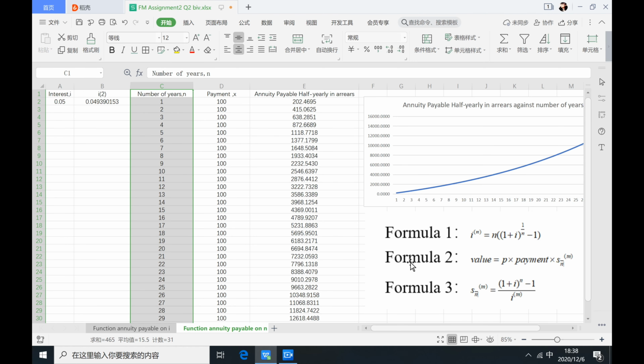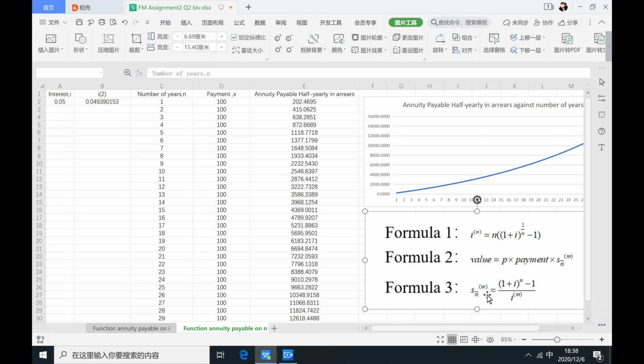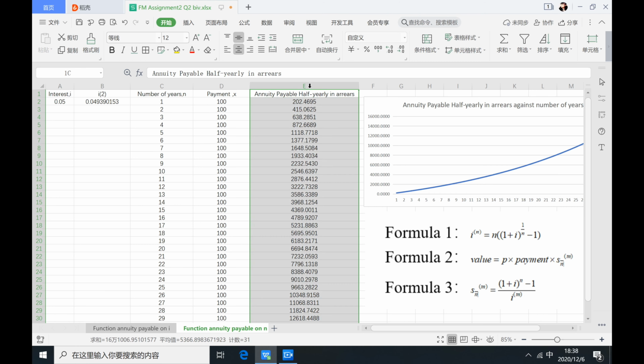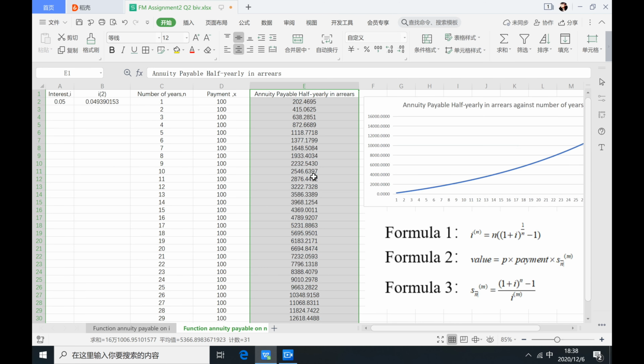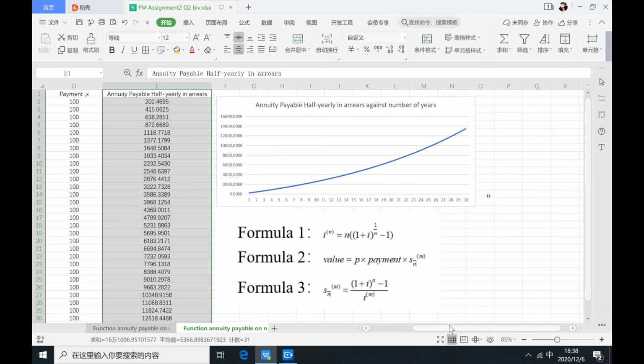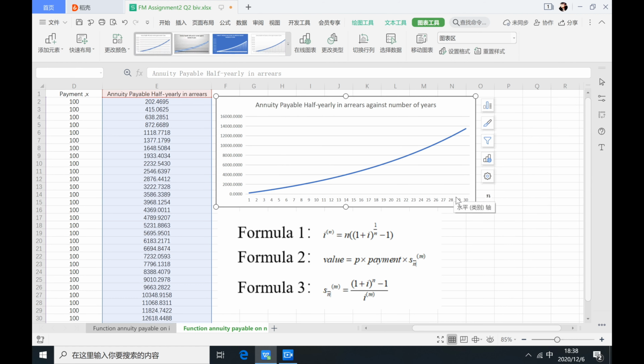Formula 3 can be used to calculate the final value of the arrears annuity when the capital paid in each period is 1. Then, use Formula 2 to calculate the final value of the annuity from 1 to 30 years if 100 is paid in each period. The results for different interest rates are shown in annuity payable half yearly in arrears. It can be seen from the graph that as the payment time increases, the final value of the annuity continues to increase.